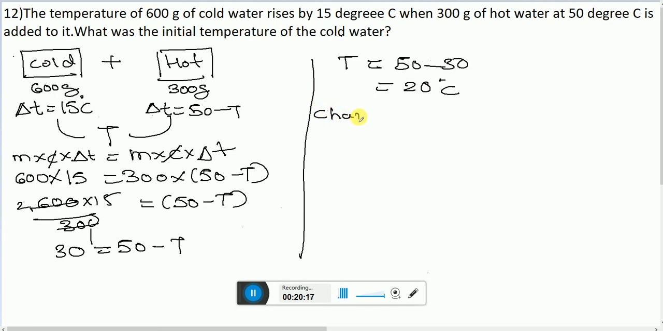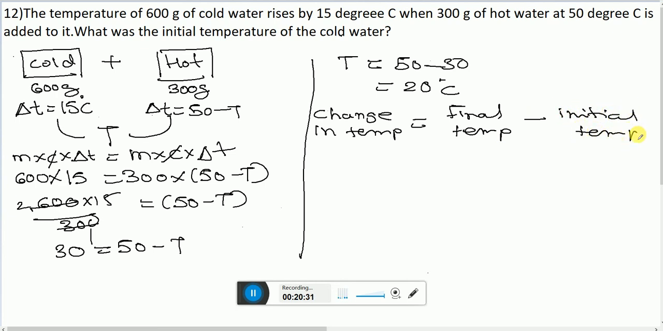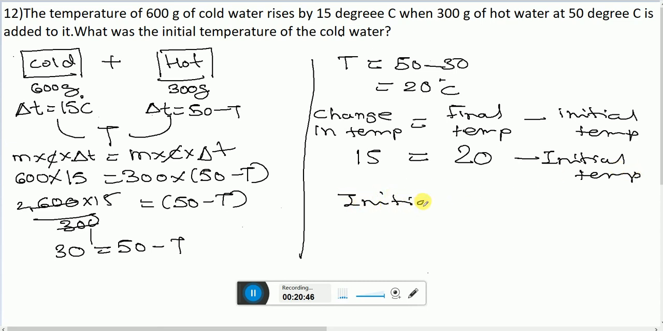Now, since we know that change in temperature is equal to final temperature minus initial temperature. Change in temperature, as they have mentioned, is 15 degree centigrade. Final temperature which we have calculated is 20 degree, and we are interested in finding out initial temperature. Hence, initial temperature will be equal to 20 minus 15, which is equal to 5 degree centigrade.